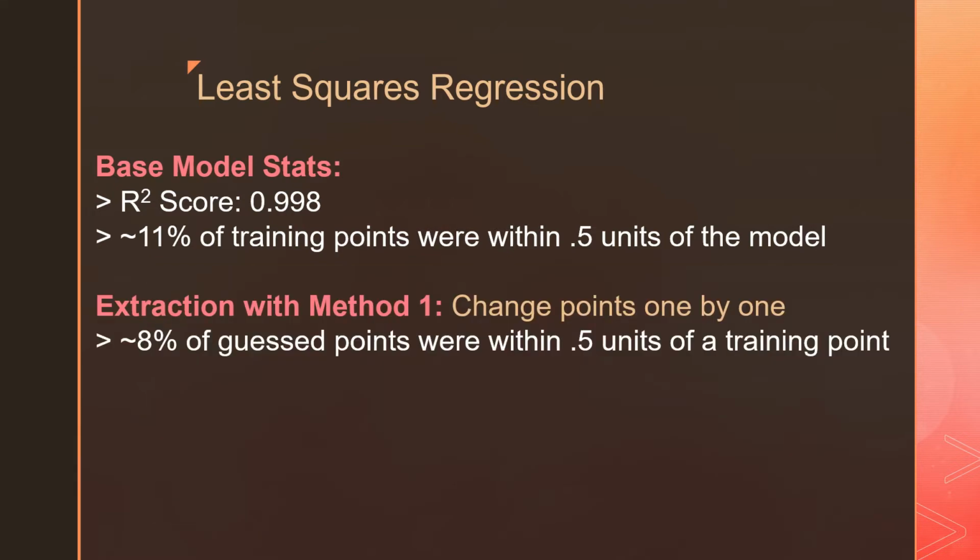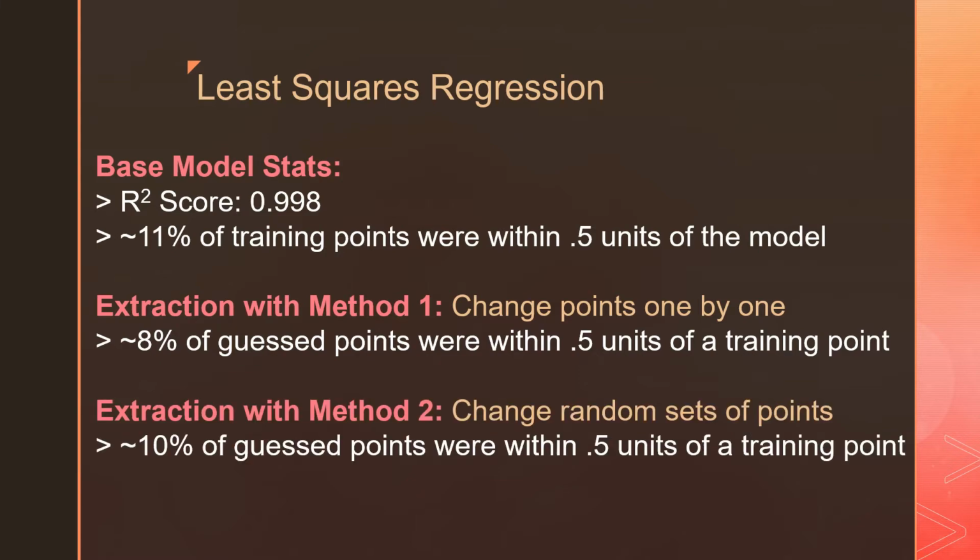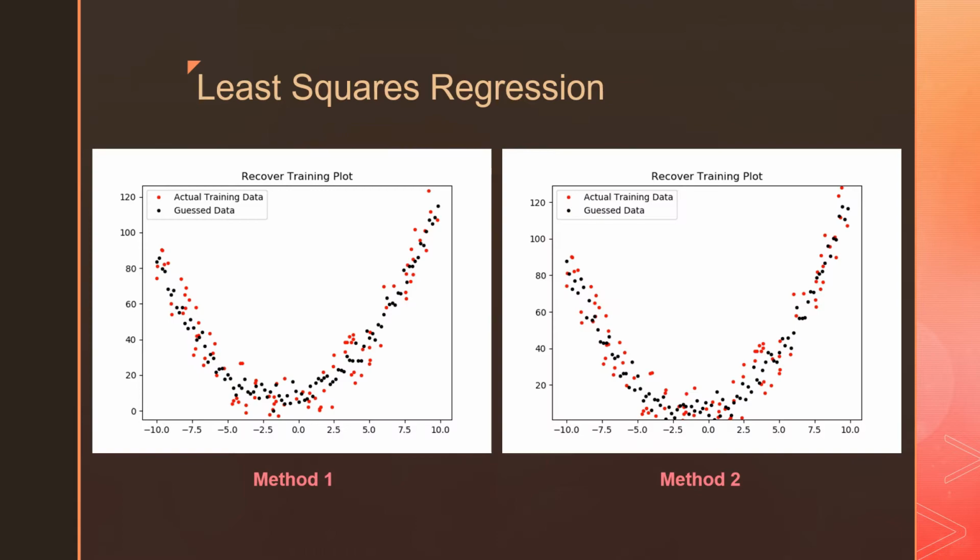Now, our first extraction method focused on creating a phony training data set by changing data points one at a time, and then testing them to see if the accuracy increased or decreased, and flopping based off of that. And what we found is that about 8% of guessed points were within 0.5 units of a training point. For extraction method 2, we changed random sets of points instead of changing them one by one, and we got slightly better results with about 10% of guessed points being within 0.5 units of a training point.